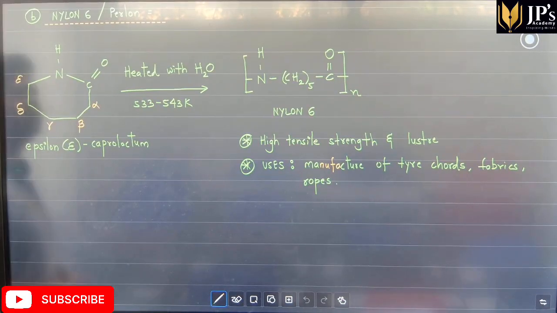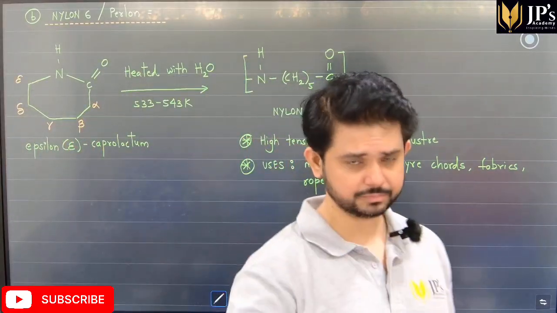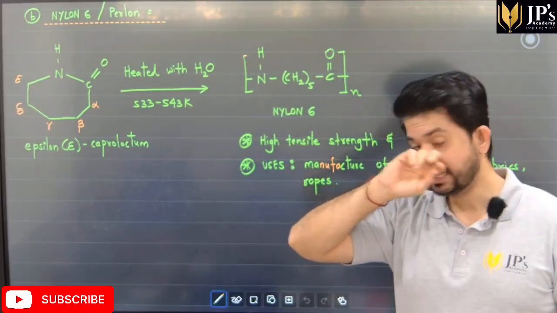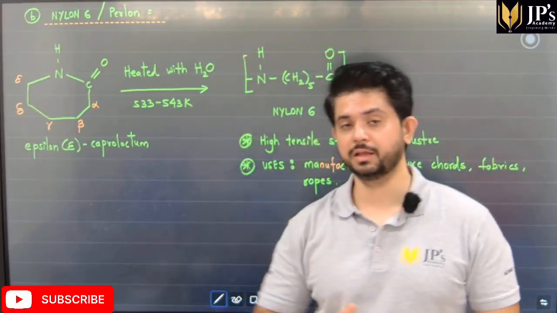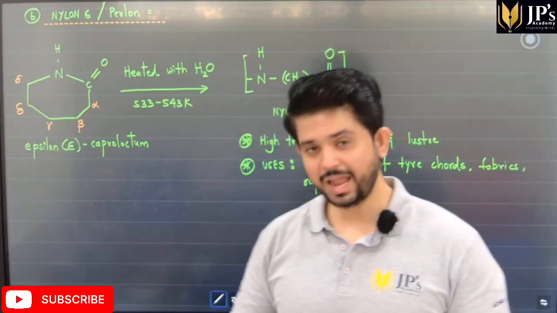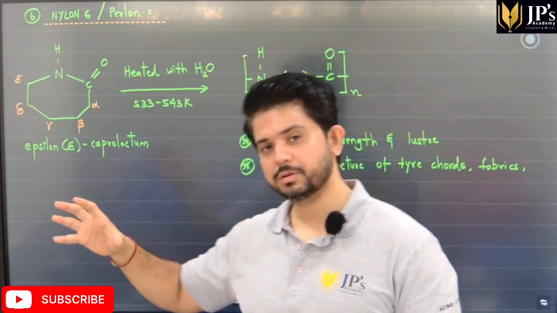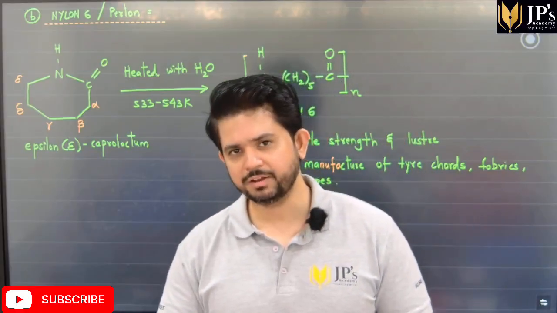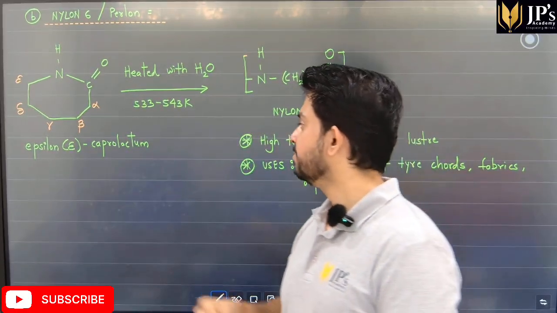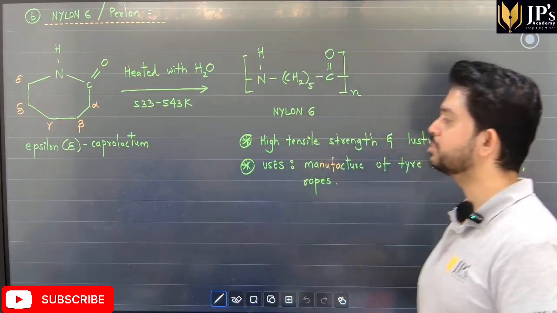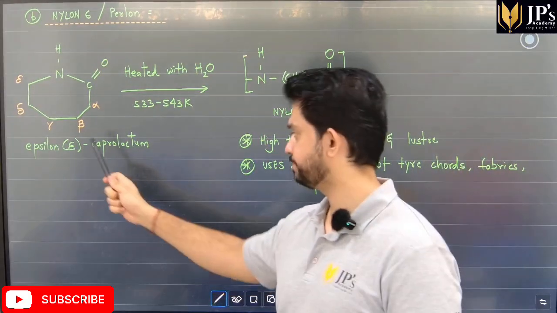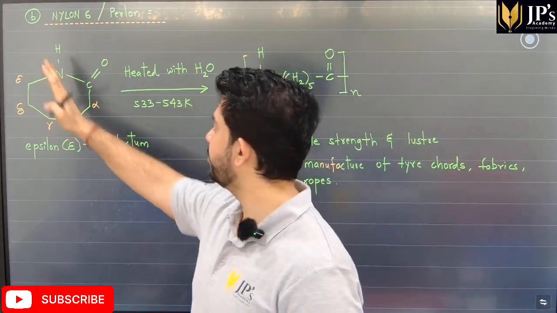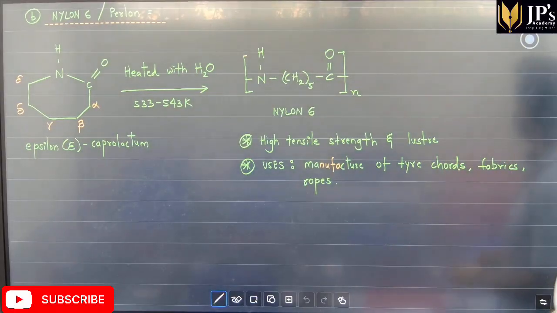Next, students, we have a very important polymer, which is nylon 6, also called Perlon. Now students, we did this in the ring opening polymerization process, and after learning this, we'll also extend the reaction a bit, which is important for students preparing for the entrance exams. So the monomer that we have over here is epsilon caprolactam. This is epsilon caprolactam, and when you heat it, you can see that the ring opens and you get nylon 6.